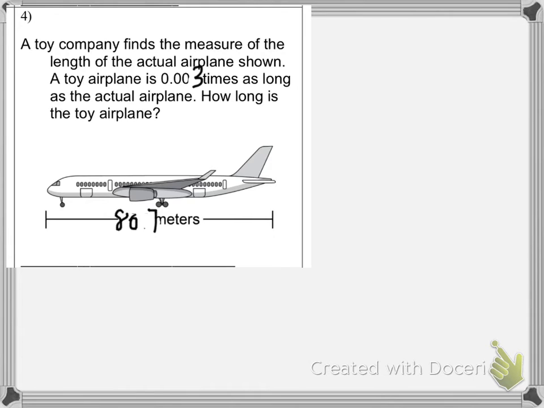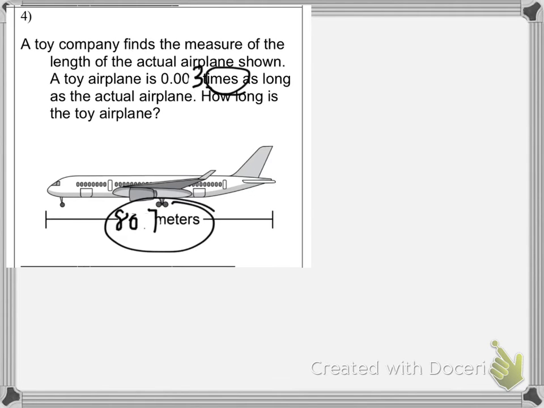All right, and then our last one. Oh, look, this one looks like the weekly 6 one as well, but I just changed the numbers. A toy company finds the measure of the length of the actual airplane shown. And you can see that right here, 80.7 meters. That's the actual airplane. All right, now a toy plane is 3,000 times as long as the actual airplane. How long is the toy airplane?